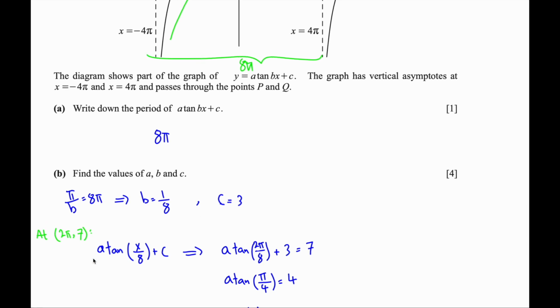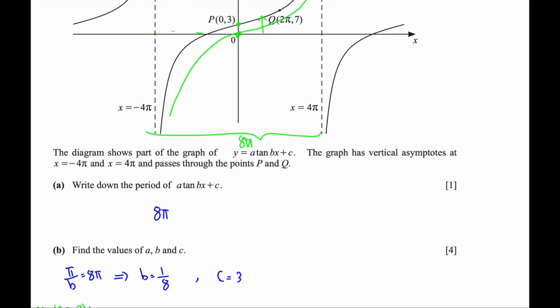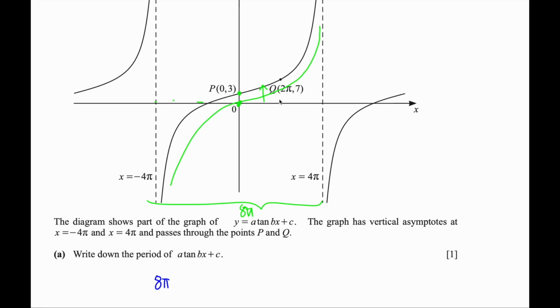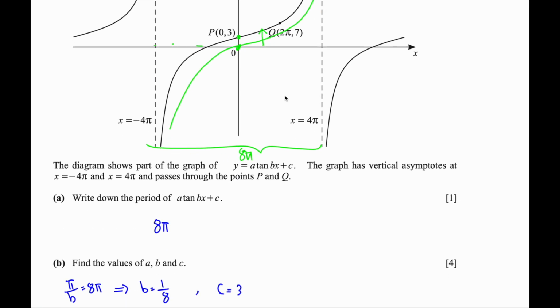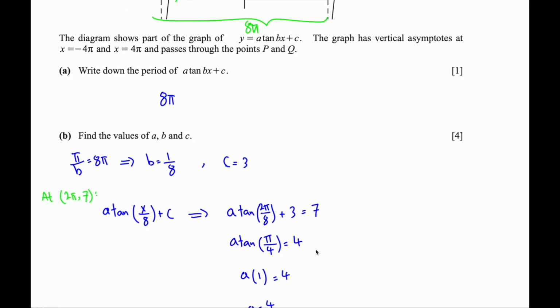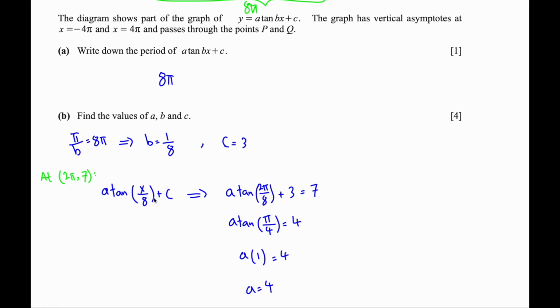And now it's down to finding A. Well, now that B and C are found, if I plug in one of the existing points on the curve, and that's the whole point of Q, which is given to me right here, all I have to do is plug in the x and y coordinates of Q into the equation of the curve here, and then I can find the value of A.